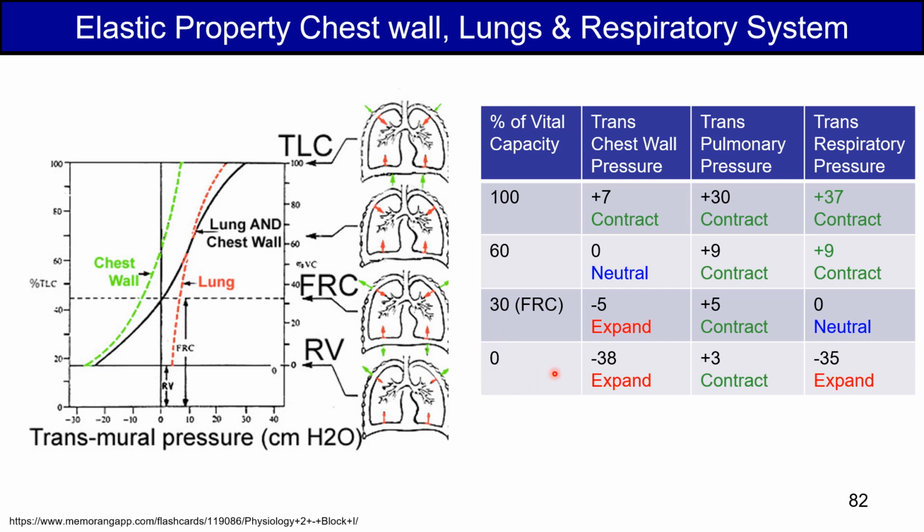Then at 0% of the vital capacity, the trans-chest wall pressure is negative 38, so the chest wall would like to expand. The transpulmonary pressure is plus 3, and therefore the lungs would like to contract. When we add it both up, that's a negative 35, so the respiratory system has an elastic tendency to expand at 0% of the vital capacity. The chest wall would like to expand, while the lungs would like to contract. The chest wall's tendency is more powerful, and therefore the respiratory system would like to expand.